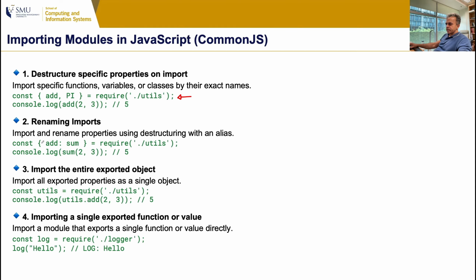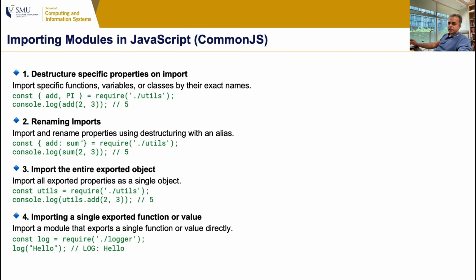So you start with destructuring it, and you give this operator and give the new name. So the original name that is already there in module.exports first, and then the new name that you want to call it. So add will be renamed to sum in this scope. So sum can be used. Of course, add will not be there. So if you try to do add, then that will give you an error.